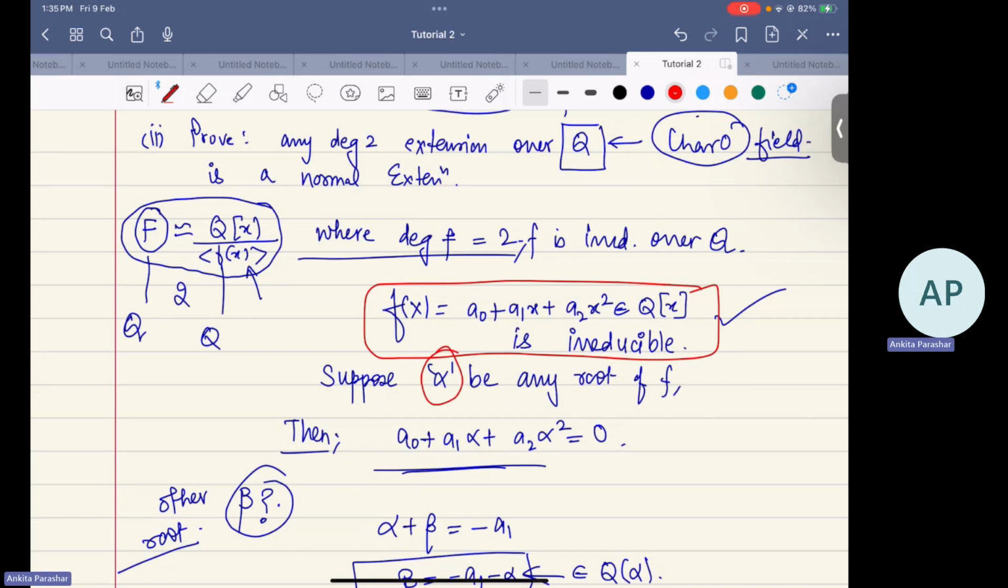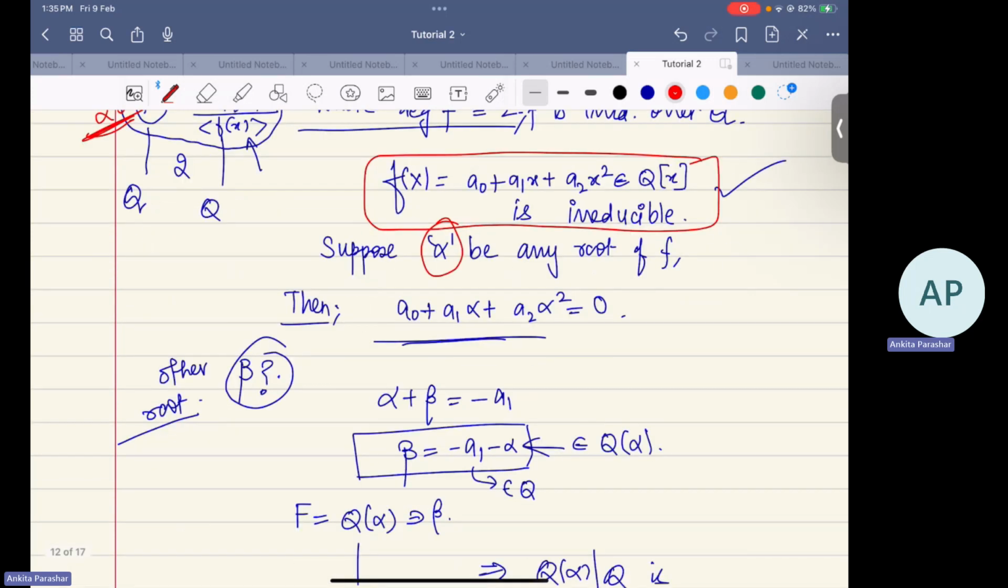And suppose alpha is a root. We want to know if alpha is a root which lies in F, then the other root should also lie in F. This is what we want to prove in order to say it is a normal extension. So suppose alpha is any root, that means this should hold true. If that holds, then suppose beta is another root. We want to know whether this belongs to F or not.